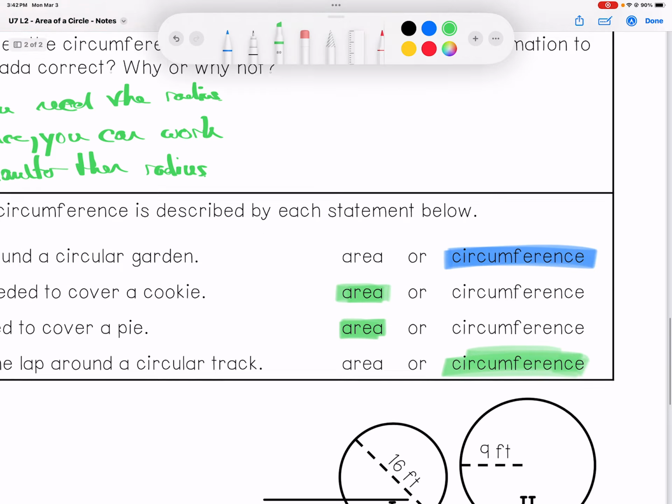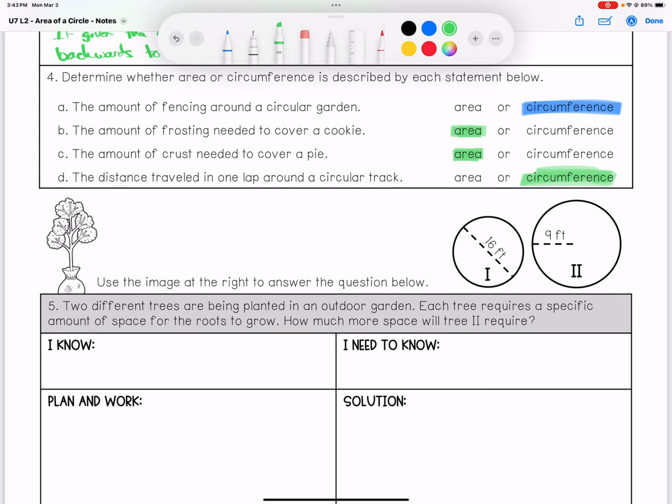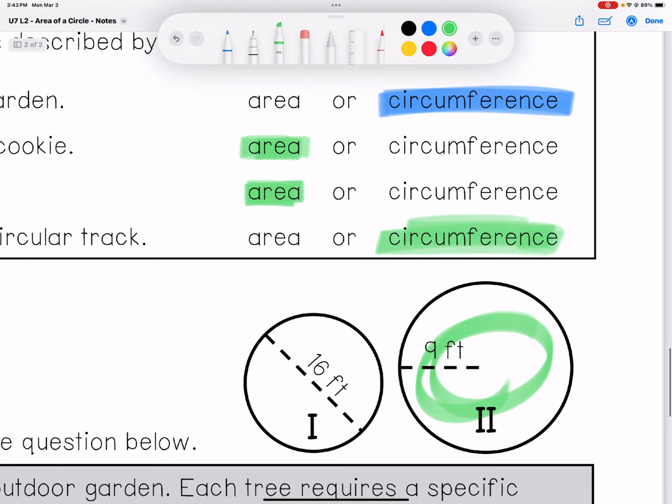All right, go down to the bottom. It says use those images, those 2 circles right there, to solve what's below. So there's 2 different trees that are being planted. Each tree requires a specific amount of space for the roots. How much more space will the big one require over the small one?